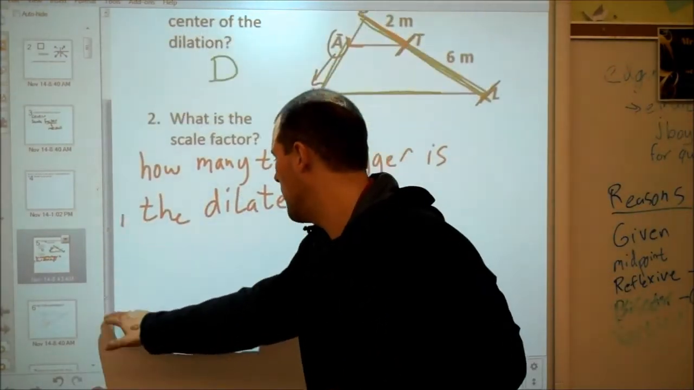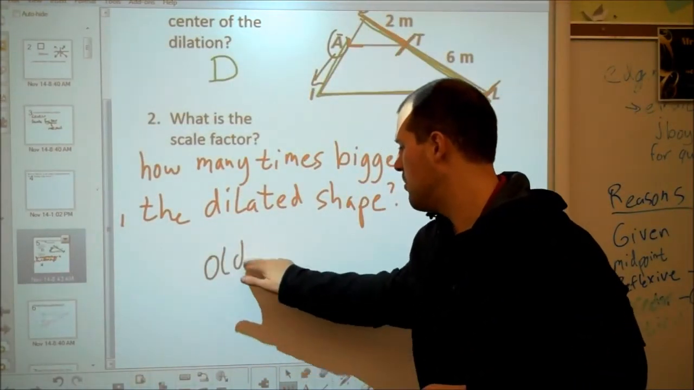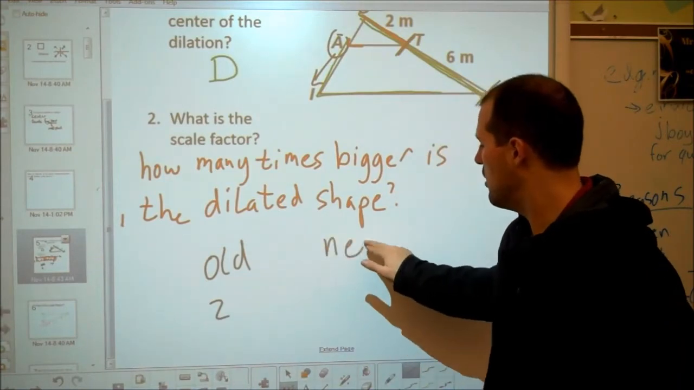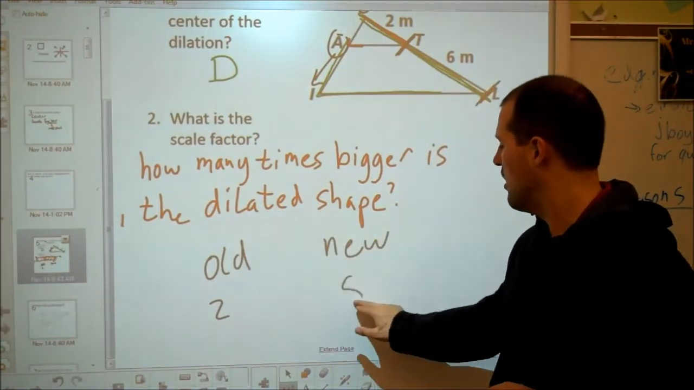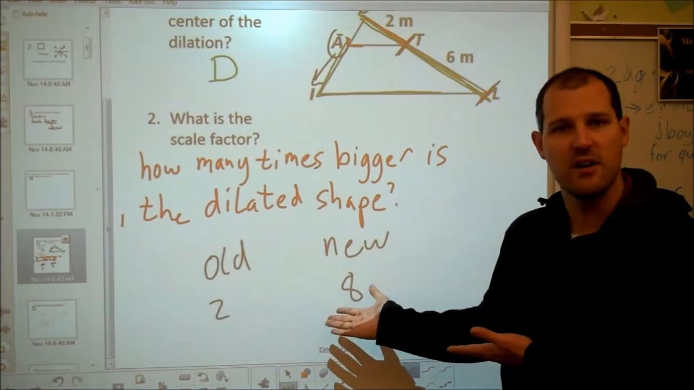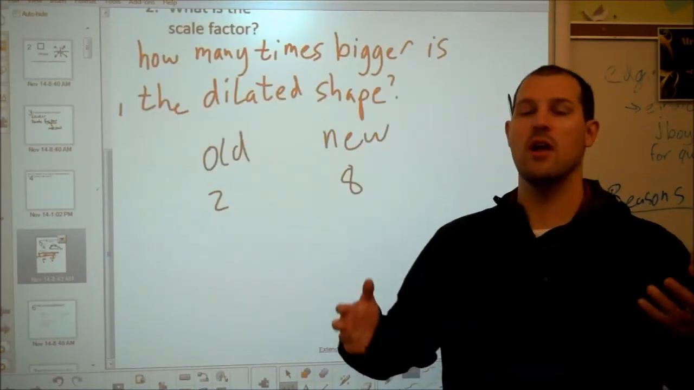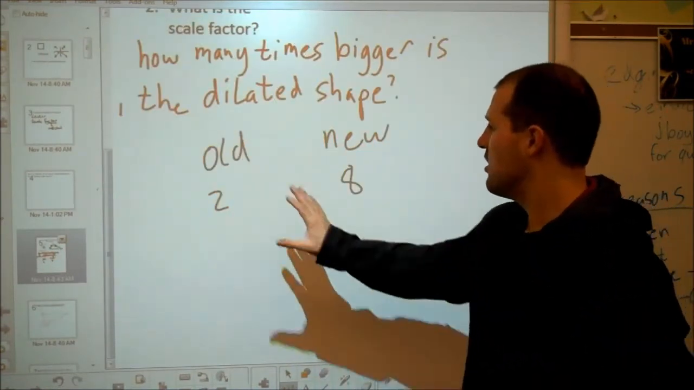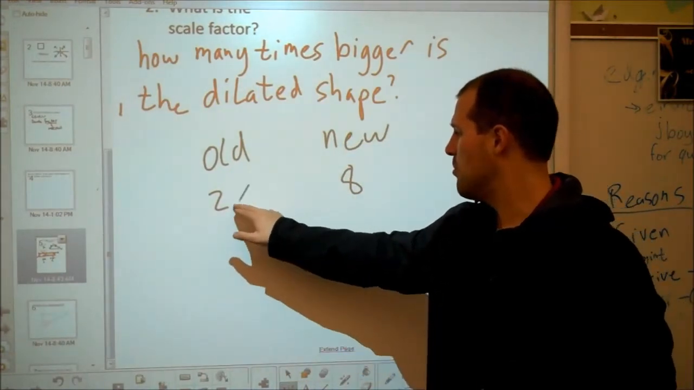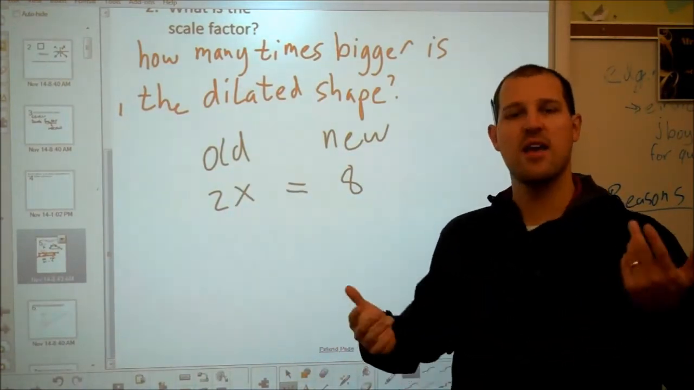Okay, so I'm going to write this down here. The old shape had a side length of 2. The new shape had a side length of 8. How many times bigger is that? Well, some of you can answer that. You go, oh, I know the answer. If you can't answer that, here's how you think about it. We took the old shape, we multiplied by something, and that gave us the new shape.